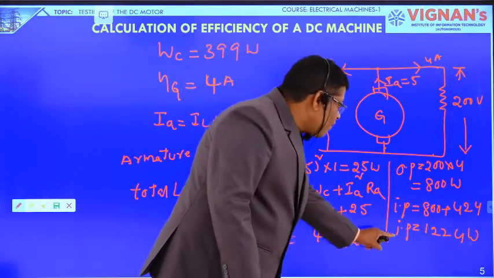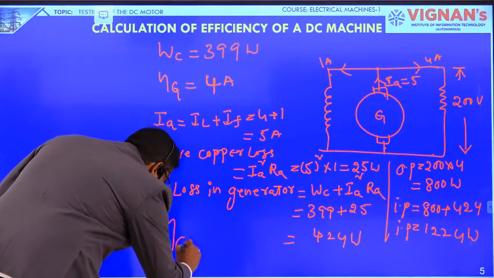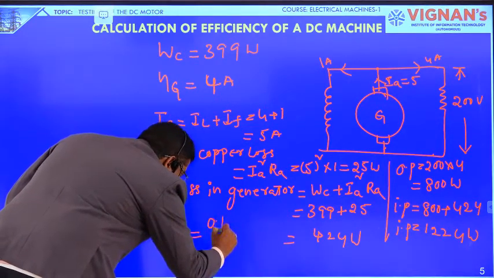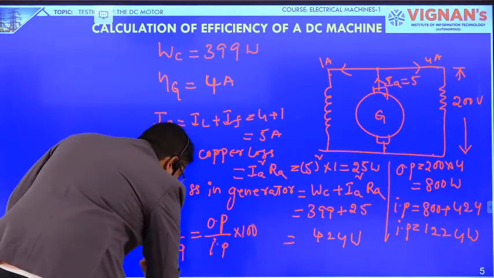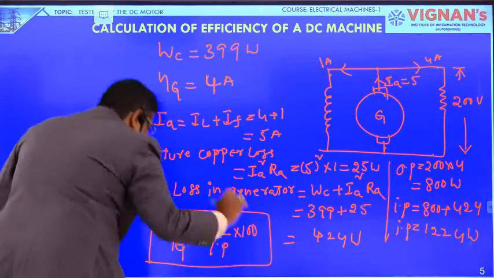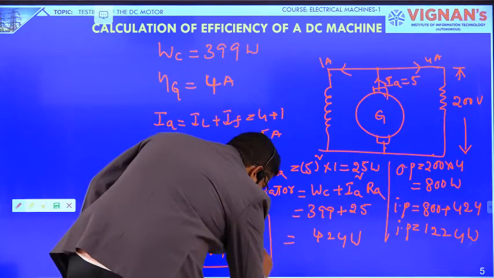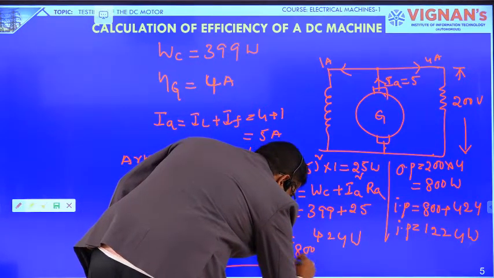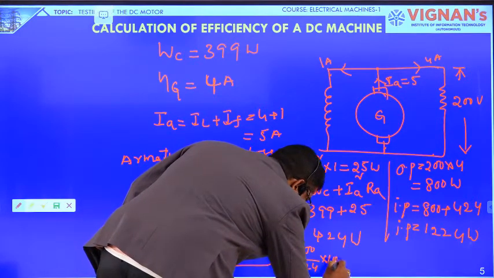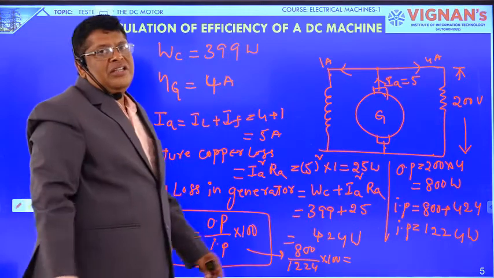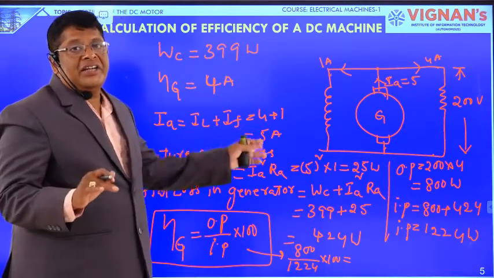So once you know the input power and output power, now you find the efficiency of the generator. Efficiency of the generator is equal to output power divided by the input power into 100. We know the output power, that is 800, divided by 1224 into 100. In this manner, we calculate the efficiency of the generator.